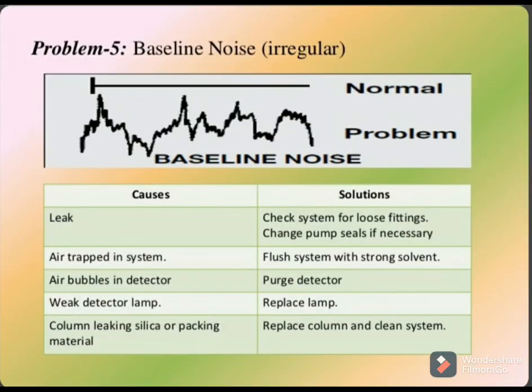Next, we will go for baseline noise, irregular. If it is a normal baseline like this, and the problem comes like a zigzag, it is a very big problem of baseline noise. First is leak. What is the cause? Leak. Then check the system for loose fittings, change the pump seal if necessary. Next cause, air trapped in the system: flush the system with a strong solvent. Next cause, air bubble in the detector: then purge the detector. Weak detector lamp: replace the lamp. Column leaking silica or packing material: then replace the column and clean the system. These are the main irregular baseline noise problems that troubleshooting faces in HPLC.